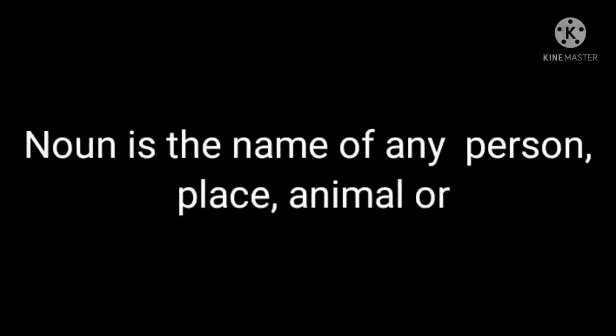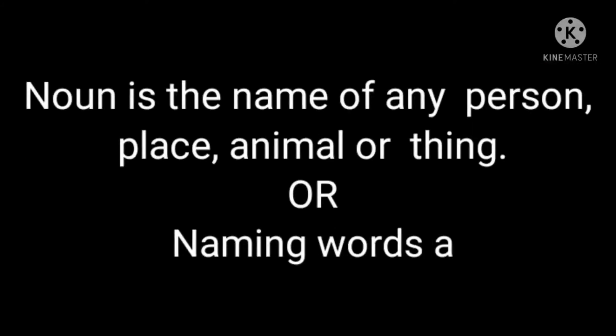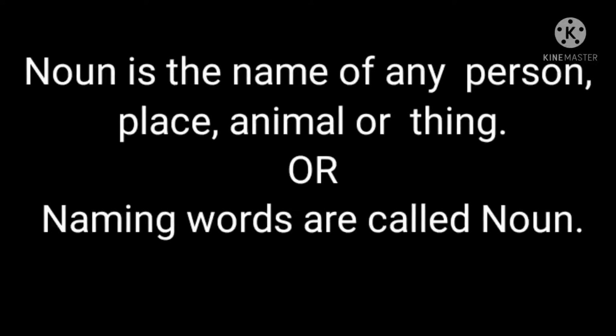Before learning about countable and uncountable nouns, let us first revise what a noun is. As you have already learned in your last class, children, what is a noun? A noun is the name of any person, place, animal, or thing. I repeat once again, a noun is the name of any person, place, animal, or thing. Or we can say that naming words are called nouns.